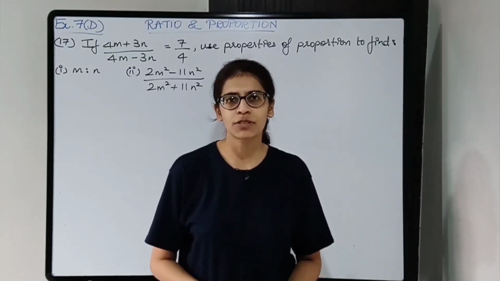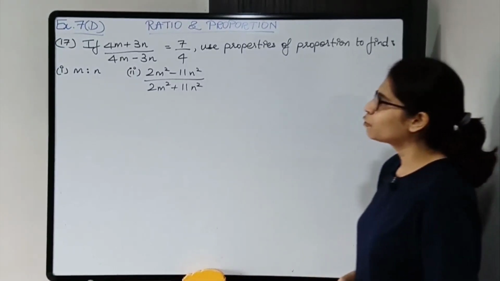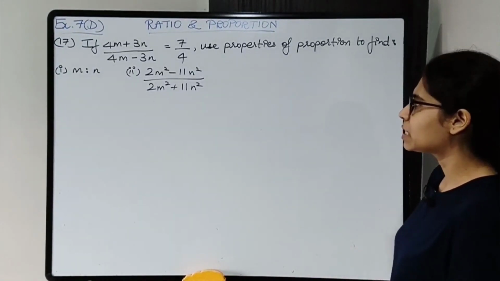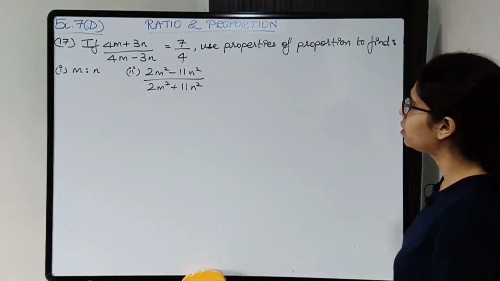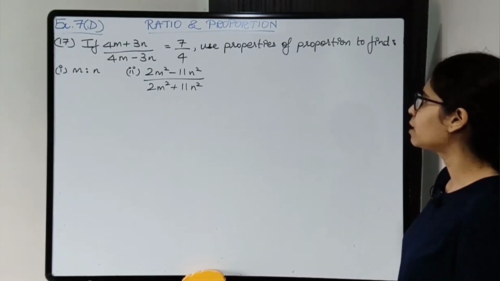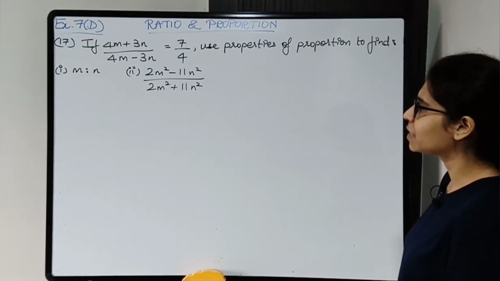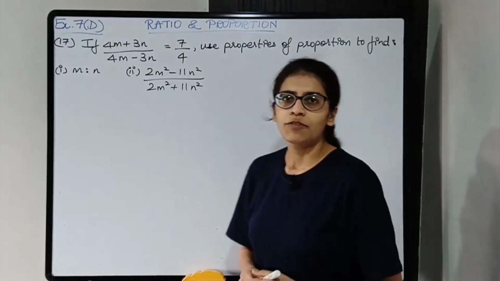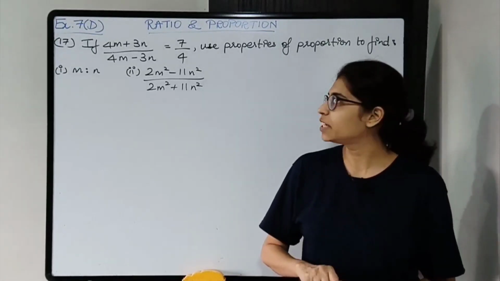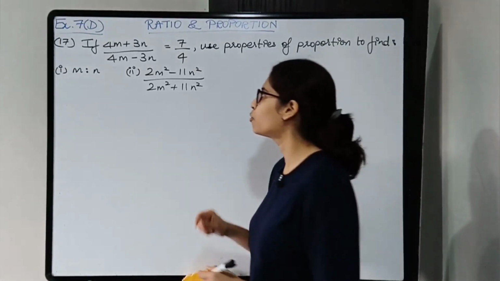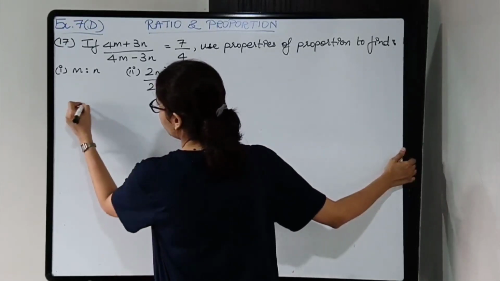So coming to question number 17. If (4m plus 3n) upon (4m minus 3n) is equal to 7 upon 4, use properties of proportion to find: first part, m is to n; second part, (2m square minus 11n square) upon (2m square plus 11n square). First, we'll write down the given. We are given that (4m plus 3n) upon (4m minus 3n) is equal to 7 upon 4.